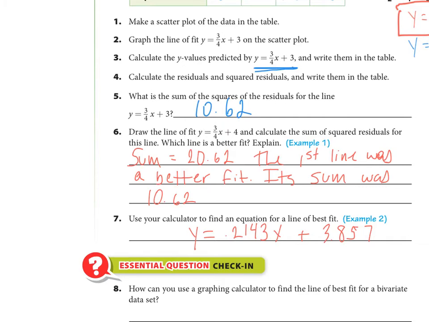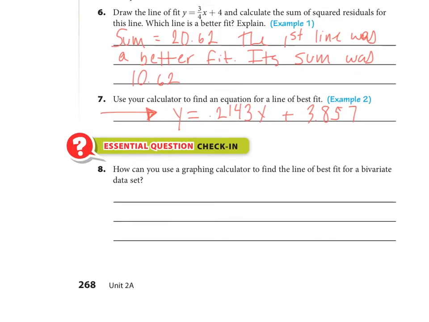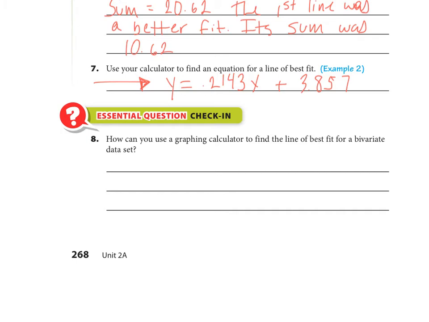So go ahead, pause, do that, come back, and we'll have a quick chat about those two things. Okay, here you go. So when you did all that work, you figured out the sum of the squared residuals was 20.62. Our first line clearly was a better fit, right? It has a smaller number, 10.62, so nearly half of what the other one was. If you used your calculator correctly, here is the equation that we got. Y equals 0.2143x plus 3.857. And if you rounded in there, which again, I wouldn't round, I'd just leave the values the way they are. Maybe you're off by a unit somewhere.